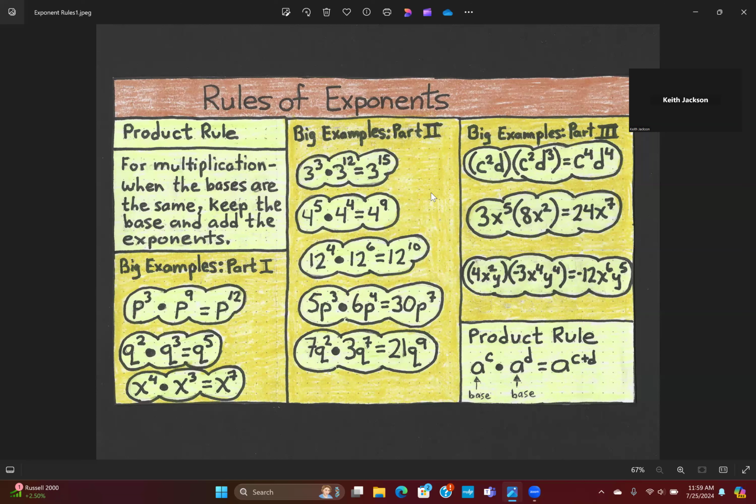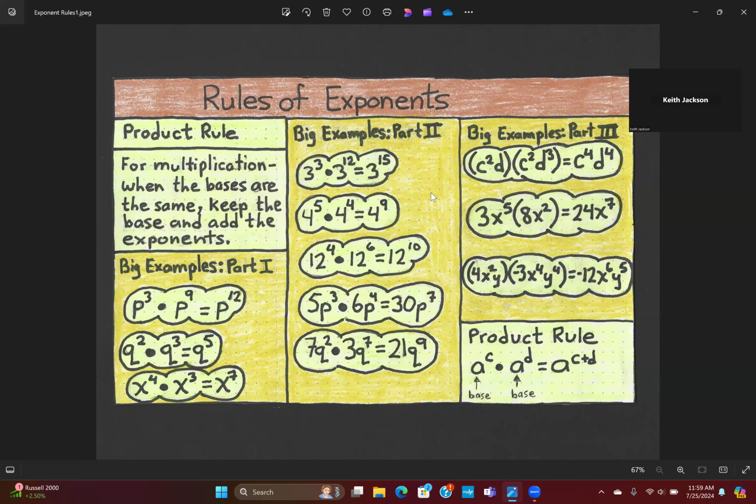Okay, so now I'm going to go slow with these remaining two examples. In part two, we have 5p to the third power times 6p to the fourth power. We're going to multiply the numbers, and that will give us 30. And then p to the third power times p to the fourth power. We're just going to add the exponents there, and that will give us p to the seventh power. So we're gaining that understanding of the product rule right here.